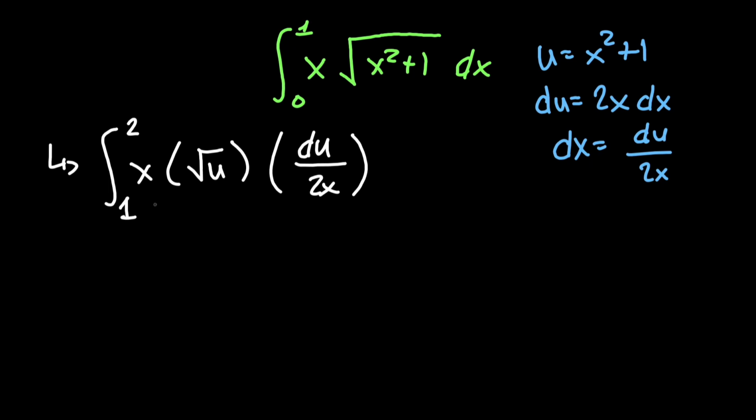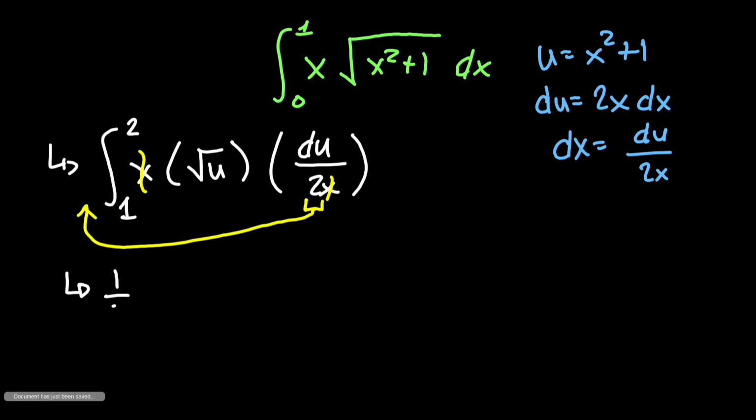And so let us simplify the integral now. You can actually see here that x here and x here would cancel. And you are left with 2, which is a constant. And so you can put it outside the integral. And so you are left with 1/2 the integral of square root of u du from 2 to 1.